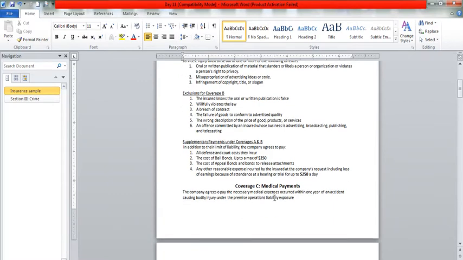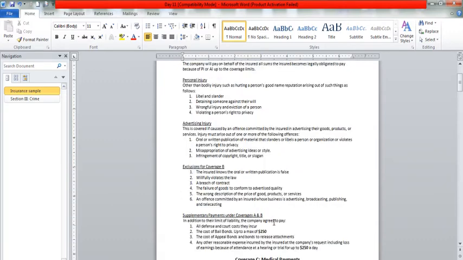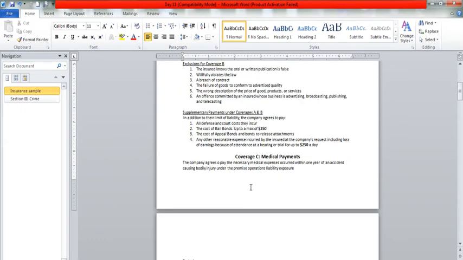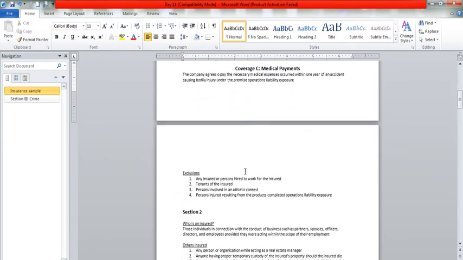Coverage C is known as medical payments. So obviously, medical payment is where the company agrees to pay the necessary medical expenses incurred within 1 year of an accident. So you have 1 year. It covers bodily injury under the premises operations liability exposure. So again, coverage B is personal and advertising injury, and coverage C is medical payments, meaning bodily injury whenever we get hurt. Exclusions are any insured or person hired to work for the insured, tenants of the insured, persons involved in an athletic contest, and injury resulting from the products-completed operations liability exposure. So again, these medical expenses are excluded, meaning they're not covered.